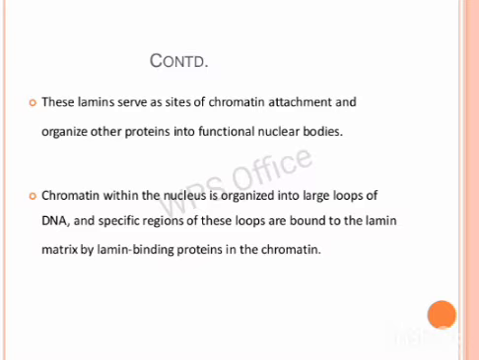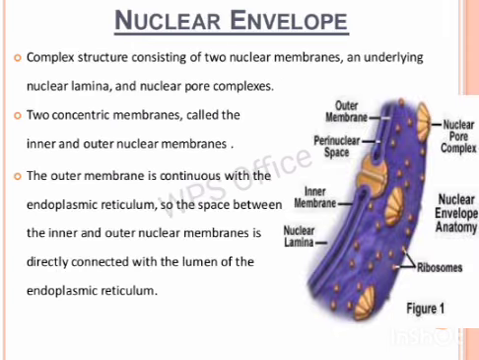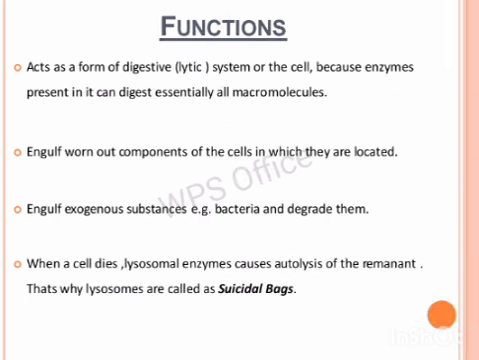Now we proceed with the nuclear envelope. It is a complex structure consisting of two nuclear membranes, the underlying nuclear lamina, and nuclear pore complexes. There are two concentric membranes called the inner and outer nuclear membranes. The outer membrane is continuous with the endoplasmic reticulum, so the space between the inner and outer membranes is continuous with the ER lumen.